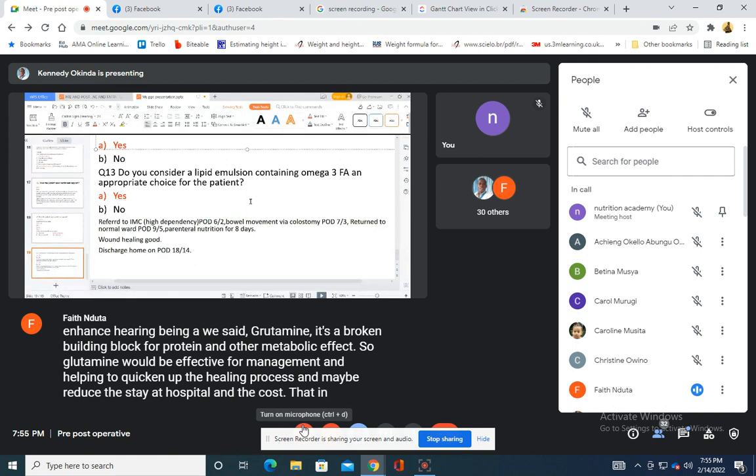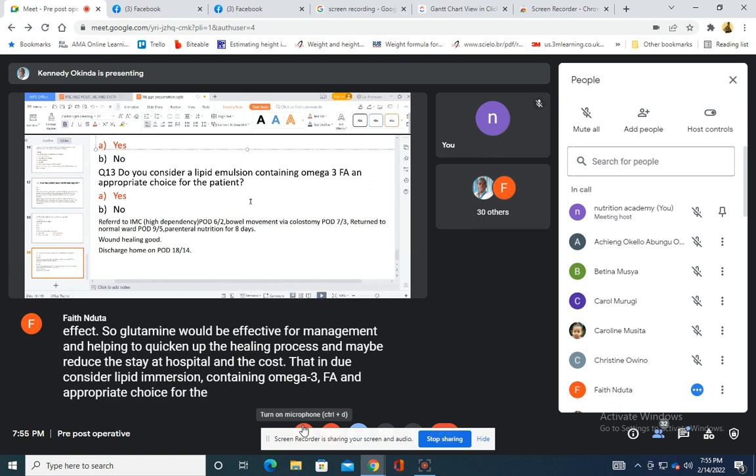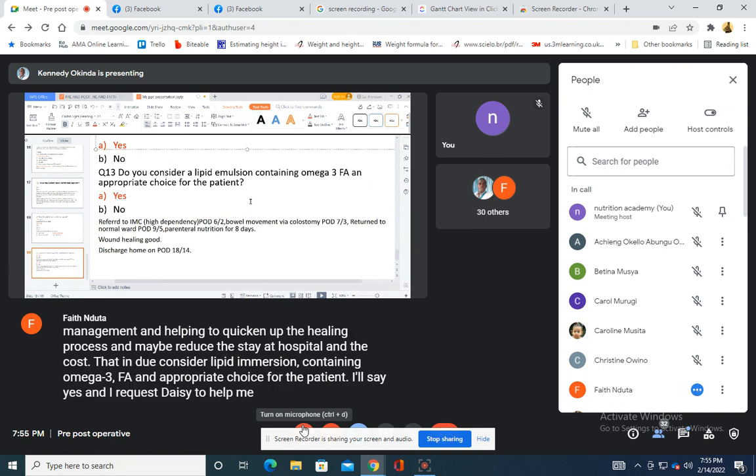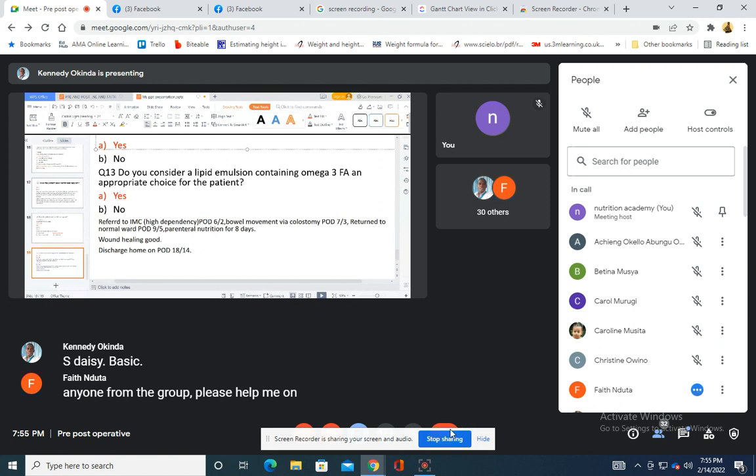13, do you consider lipid emulsion containing omega-3 FA an appropriate choice for the patient? I'll say yes, and I request Daisy to help me on that. Yes, Daisy. Anyone from the group, please help me on omega-3.